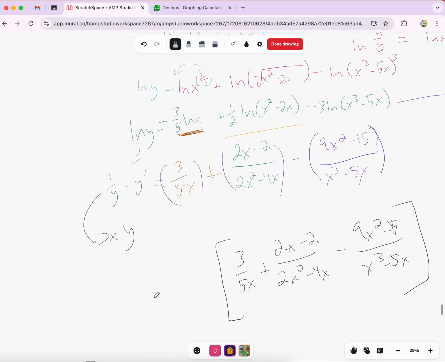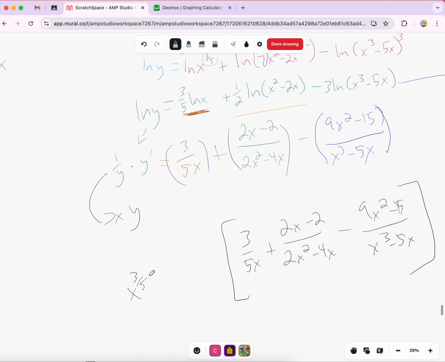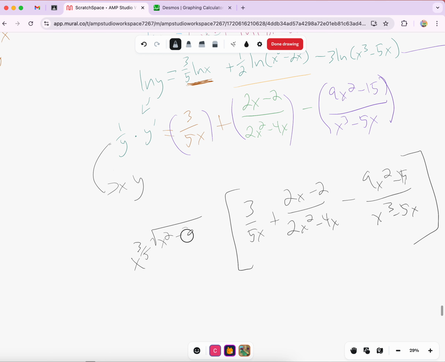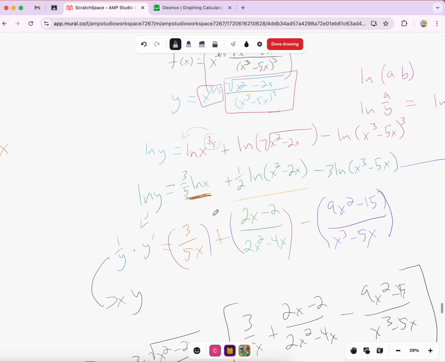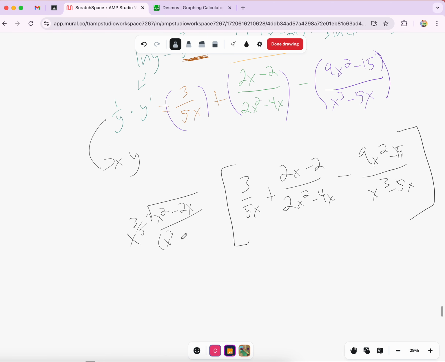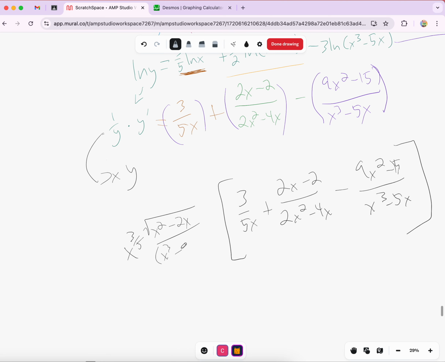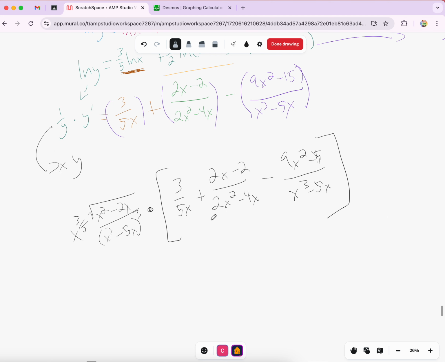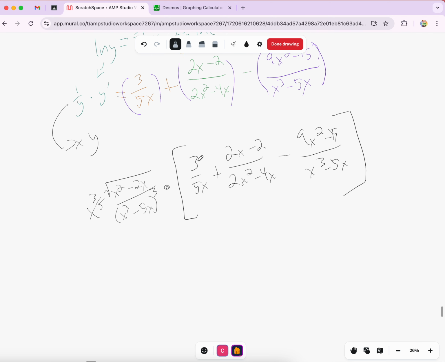So times all of this, right? f of x. So times x to the 3/5 power, the square root of x squared minus 2x over x cubed minus 5x, cubed. That is our final derivative. This times all of that. Now, this is fine. You can leave it like this. You do not need to go through and rewrite this in terms of x. That would be a lot.